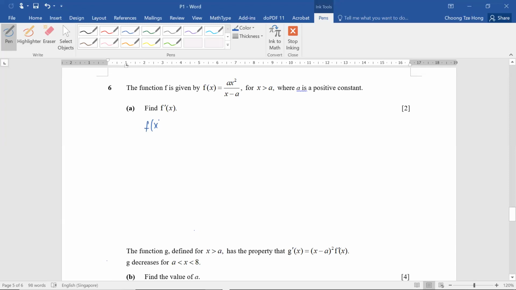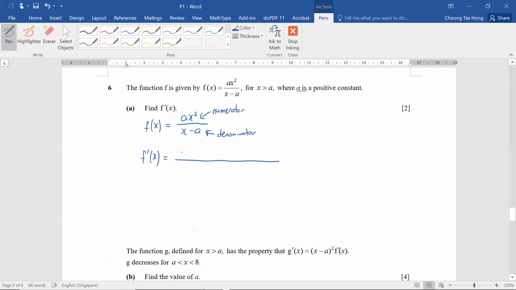f(x) is given as ax squared over x minus a. Now we want to differentiate f(x). For this algebraic fraction, we will need to apply the quotient rule. Over here we have the numerator, and over here we have the denominator. If you recall, how do we apply the quotient rule?